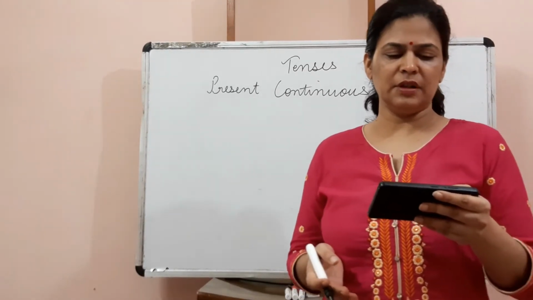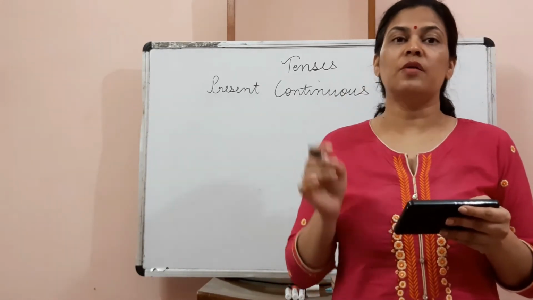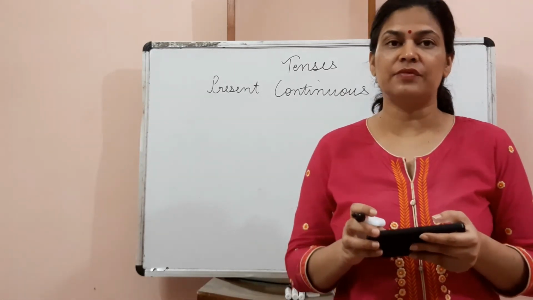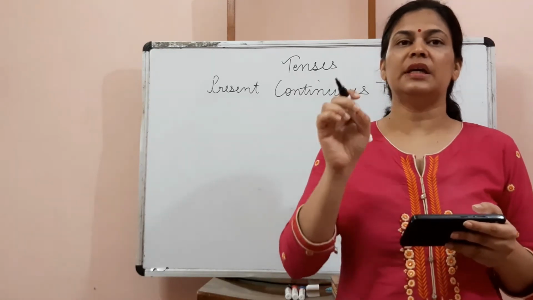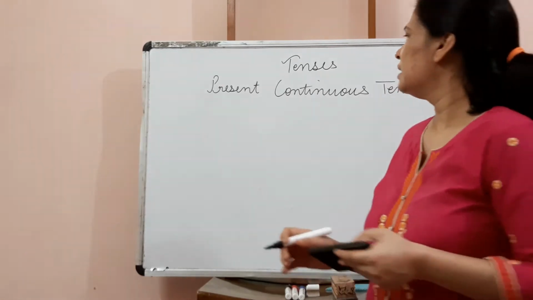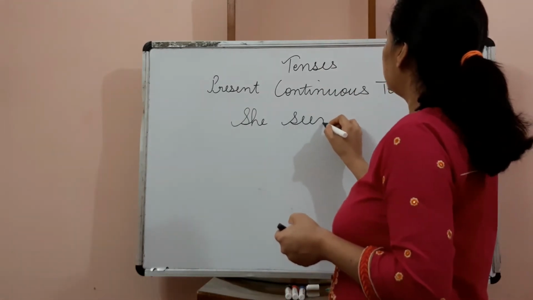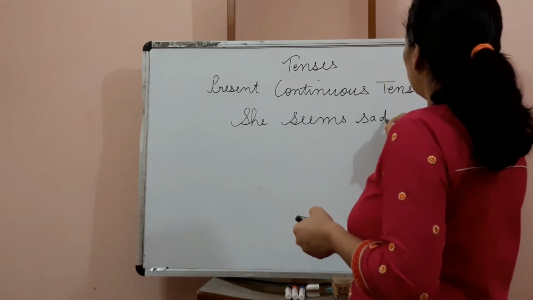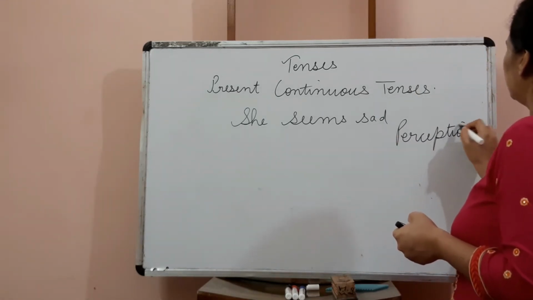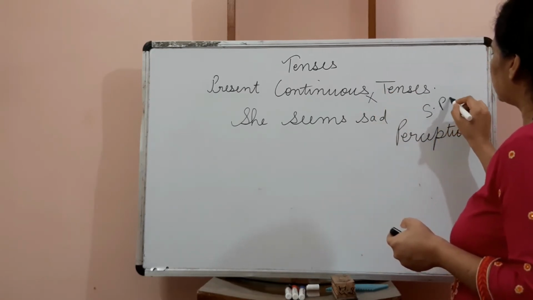See the examples given. "The boy is wanting chocolates." It is wrong. It should be "the boy wants chocolates." Then "he is having a cell phone." That is wrong. It should be "he has a cell phone." And then we have "she is seeming sad." Better it is that "she seems sad." So for the words of perception, we are going to use not the present continuous tense but simple present tense.